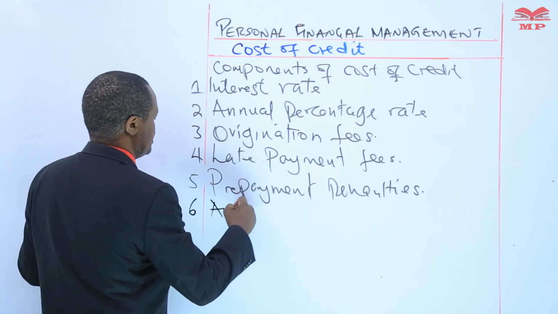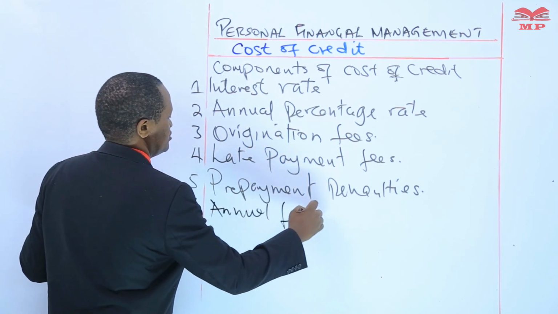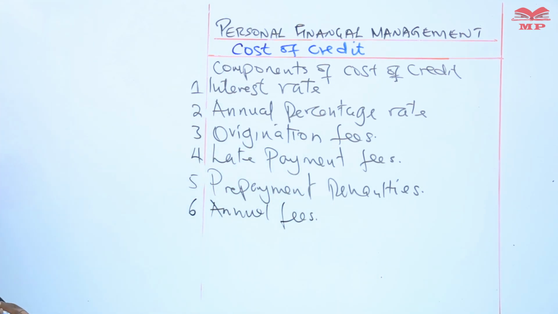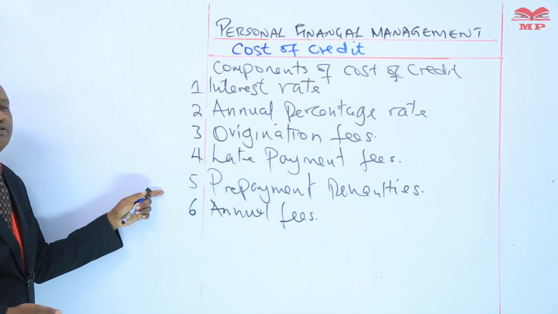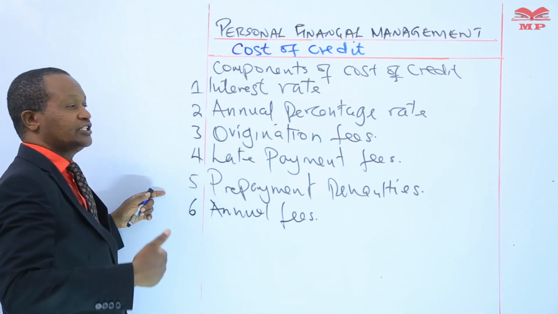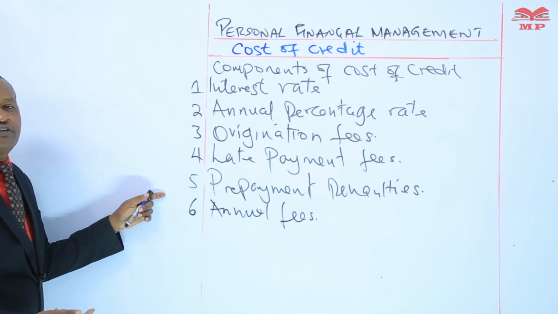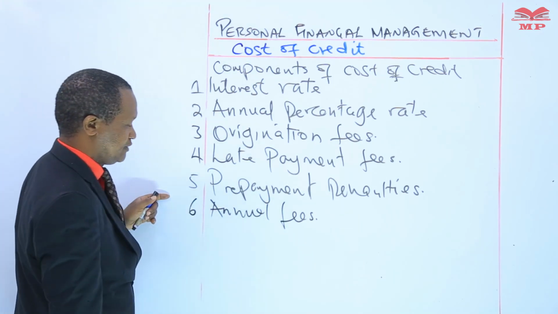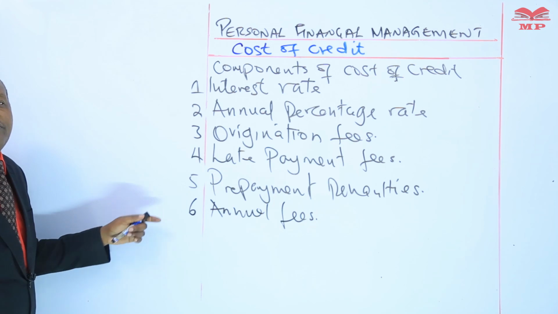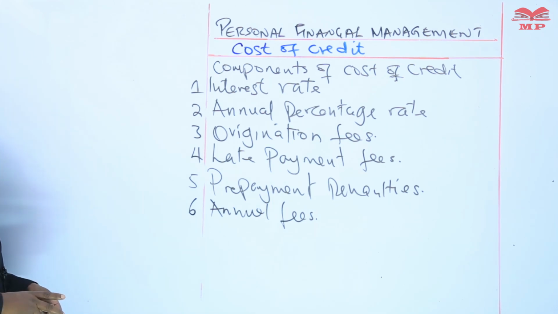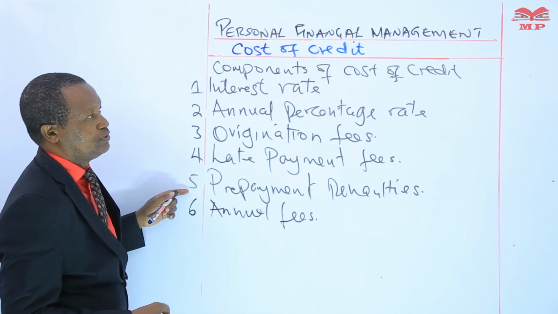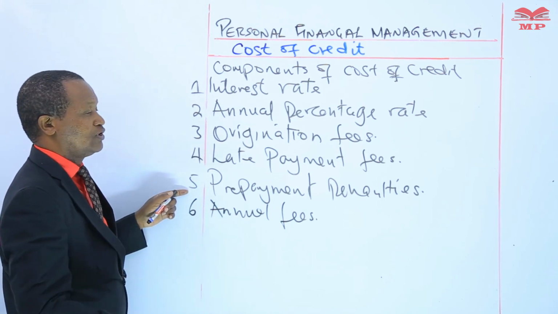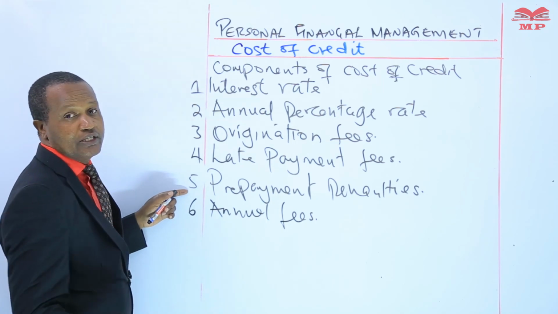Annual fees. Certain loans charge an annual fee. This is a fee that is paid annually for continued access to the credit. We've seen annual fees being paid on credit cards. If you have a credit card, then there could be an annual fee that you pay for continually accessing your credit through that card.